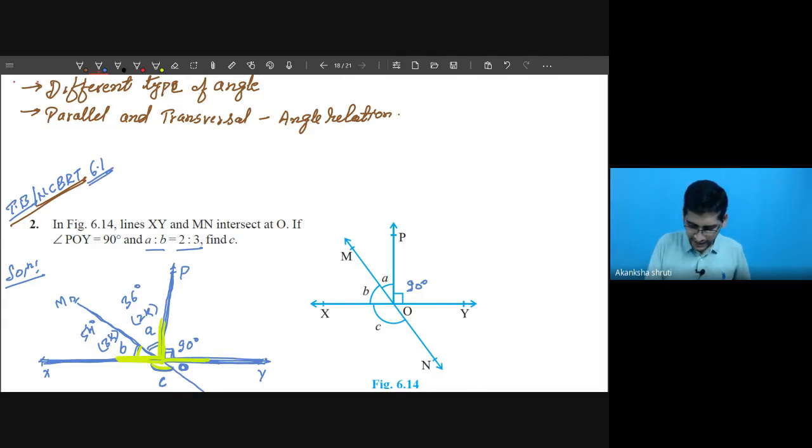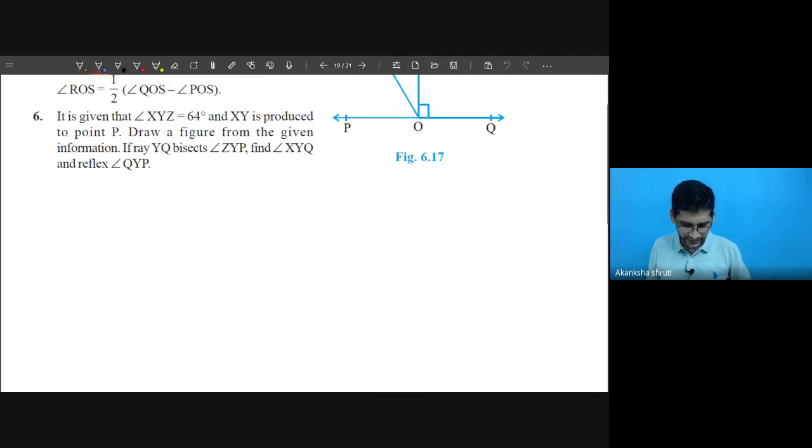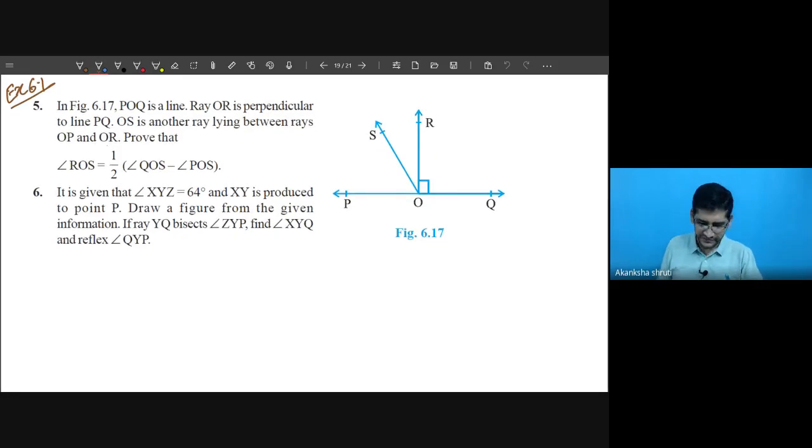Doubt hai to poochhiye. I have selected the questions that you people have asked. Now this is the other question. You have asked for question number 5 and question number 6. So let me solve question number 5.